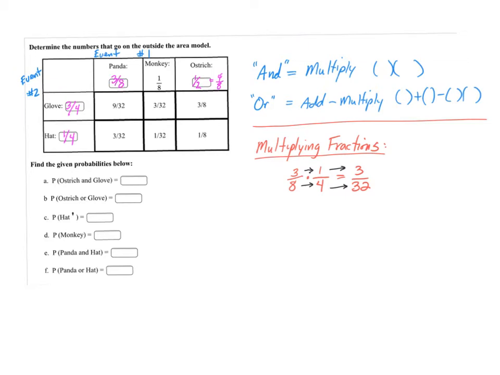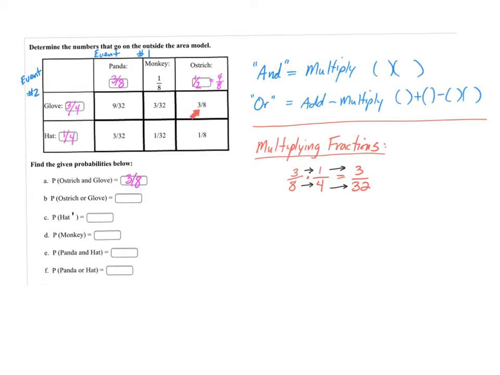Now to figure out the rest of these questions on this problem here for all these A through F, we can either use the mathematical way of finding it or just look at it in the picture. If I want to find an ostrich, the chance of picking the ostrich in the glove, well, that's right here, 3/8. I can put the answer in as 3/8, like that, because the picture is telling me what it is for an ostrich and a glove.